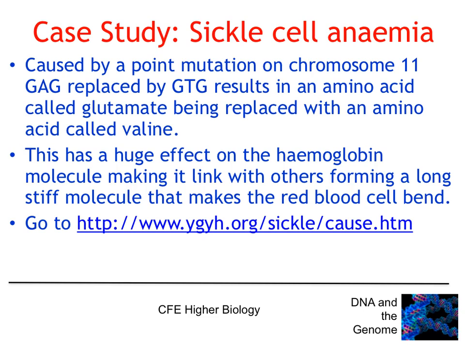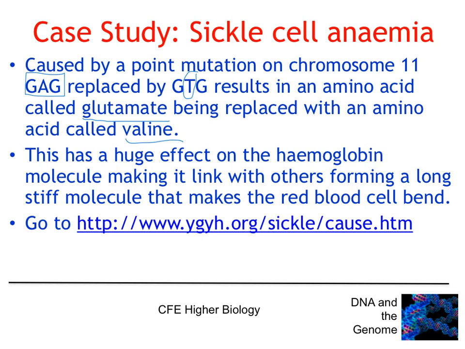I've got here some examples of point mutations. This one here is looking at sickle cell anemia, and it happens on chromosome 11. Here you've got GAG, and you get this substitution where A is substituted with T, and that results in an amino acid called glutamate being replaced with an amino acid called valine.